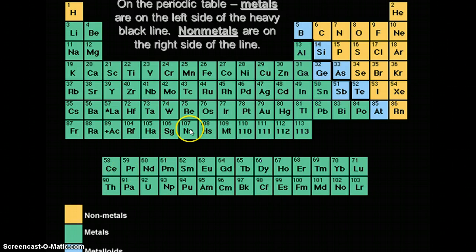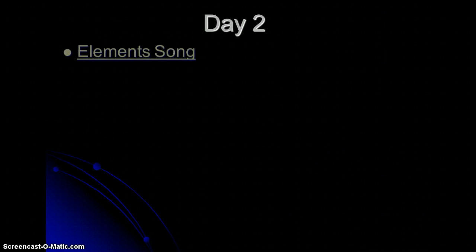Metalloids are these elements that are here along the black line, and they have properties of metals and nonmetals.